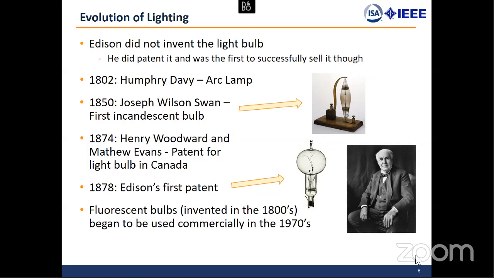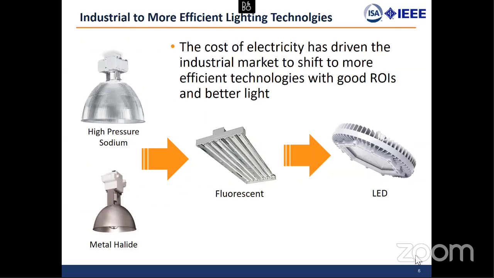Fluorescent bulbs were invented in the 1800s. But yet it took almost 100 years to actually become commercially viable and actually sell them. So in the 70s, why do you think it was in the 70s? Why did people go to fluorescent? Any thoughts? The energy crisis. If you remember your gas lines for gas and everything else, fluorescents all of a sudden took off, and they started dominating the marketplace in that respect for both home and industry.